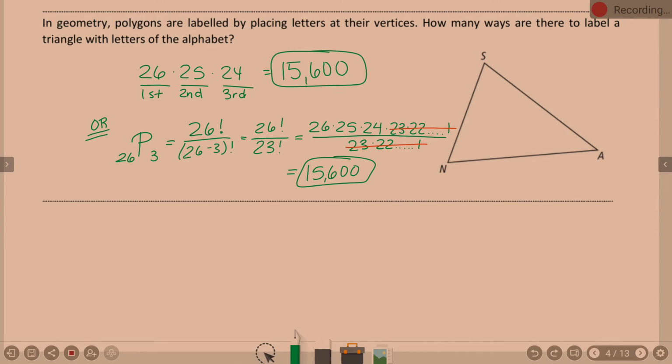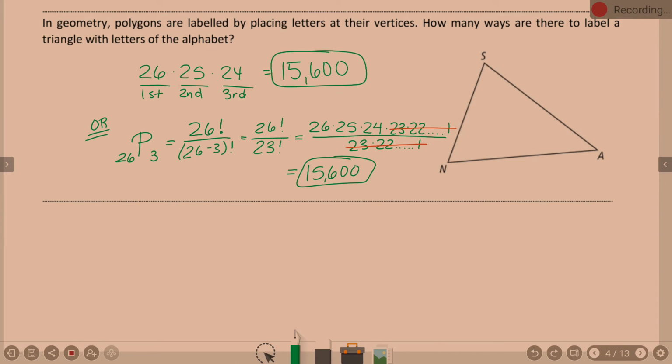NPR, NCR, and an exclamation point, yes? I can use those to find out the pieces I need. For instance, what did we just do? Permutation of 26 objects, 3 at a time. Now, I have to back out because on my calculator, I have to enter the 26 before I go in.